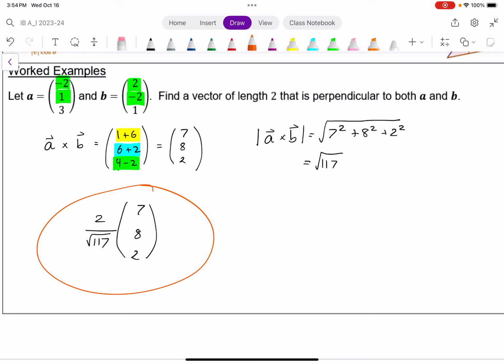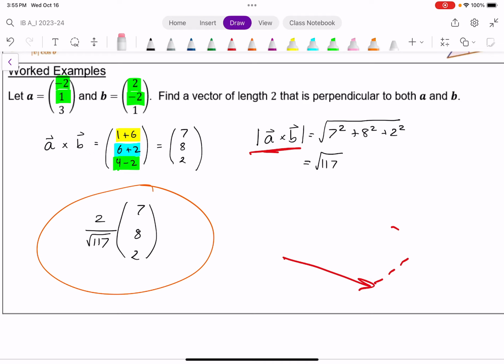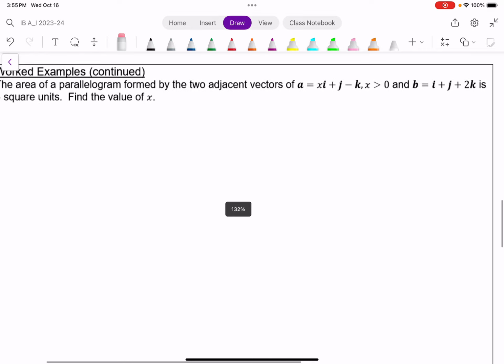All right, before I move on, I will say the magnitude of a vector product, which in this case was root 117, also relates to the area of the parallelogram formed by these two vectors. So let's say A looks like this and B looks like this. Well, if I make a parallelogram out of that, the area of this parallelogram will be exactly root 117, which is a nice sort of geometric relationship to deal with these vector products. And that's what we want to use for this question here.